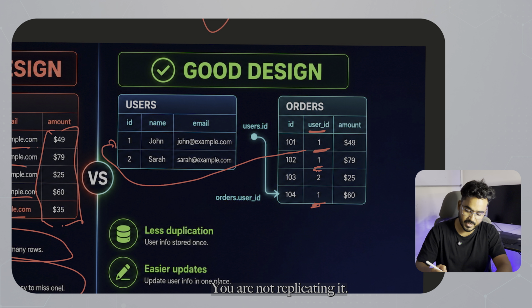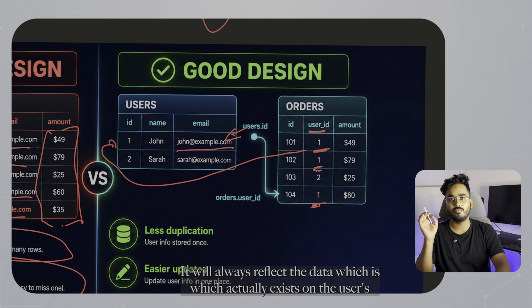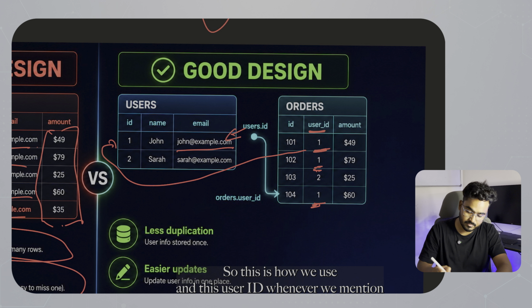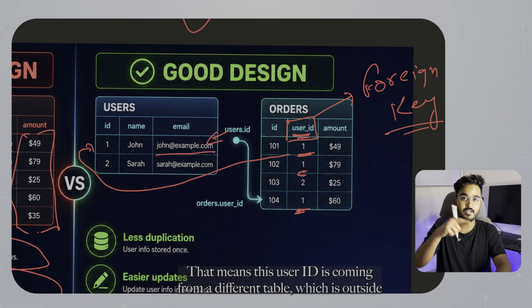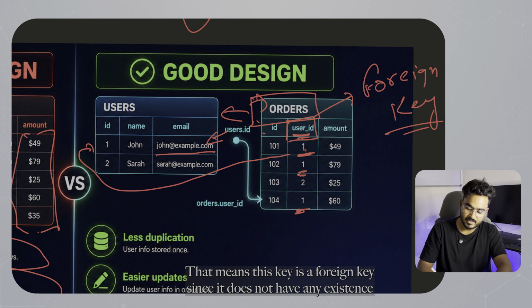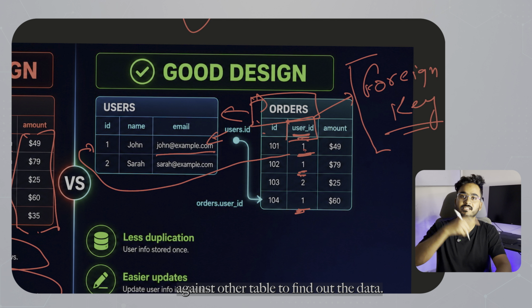Now if I have to update my data, Amazon can update it directly in this users table, and since this ID is being referenced in the orders table, it will always reflect the data which actually exists in the users table. This user ID, whenever we mention a user ID, is called a foreign key. That means this user ID is coming from a different table which is outside of the current orders table. This is an orders table. This user ID belongs to the users table. That means this key is a foreign key, since it does not have any existence in the current table, but this key can be used against another table to find out the data.